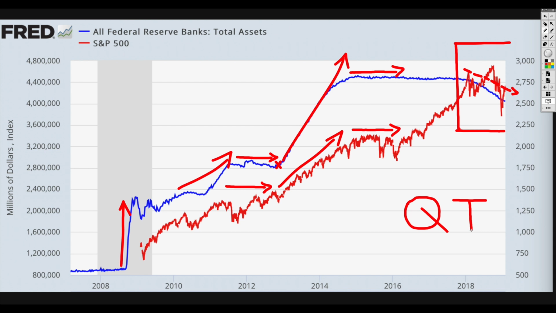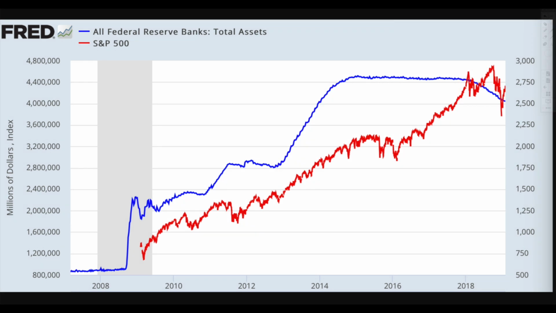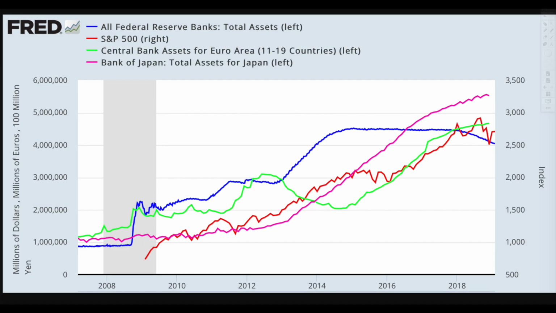So this brings me to the next chart that I wanted to show you. Let's take a look at it. So once again, the red line is the S&P 500.